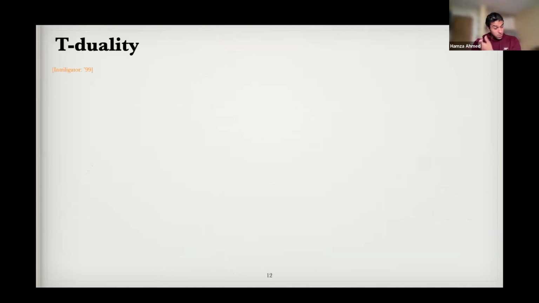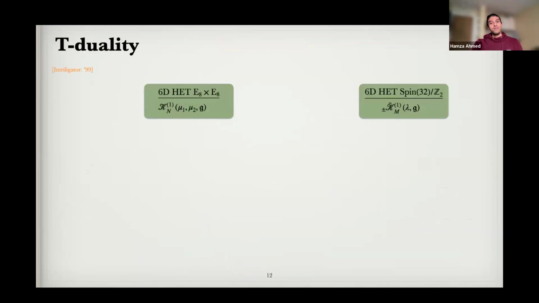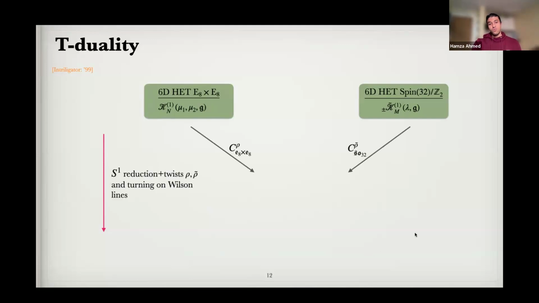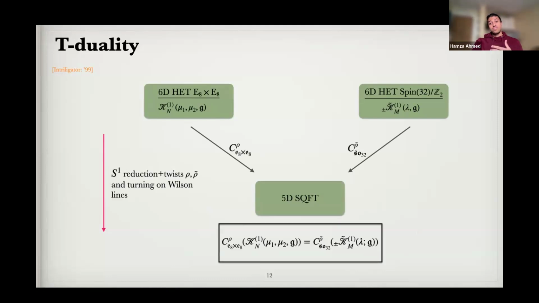So now I can state what I mean by T-duality of these theories. The T-duality of heterotic little strings just descends from the T-duality of the full heterotic string theory. So let's take these two little strings, put them on a circle, potentially turn on some twist rho and rho tilde, and some Wilson lines. Let's encode that in these maps C here. Then the statement of T-duality essentially is the equivalence of these maps and the fact that you get the same 5D supersymmetric quantum field theory.